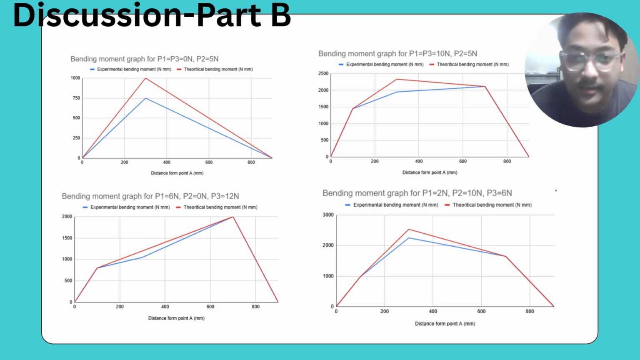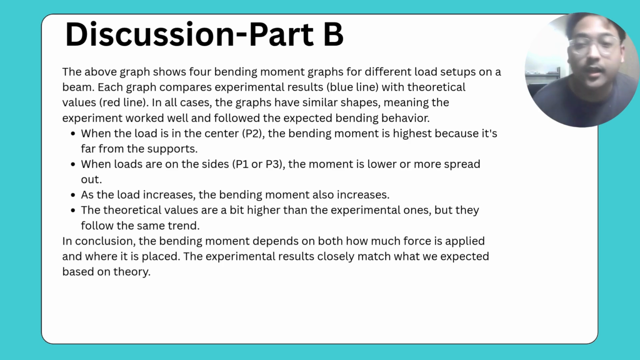Next, this is discussion part B. As you can see the graph here, and I will explain on the next slide. The graph above shows the four bending moment graphs for different load setups on a beam. Each graph compares experimental results, the blue line, with theoretical values, the red line. In all cases, the graphs have similar shapes, meaning the experiment worked well and follows the expected bending behavior.